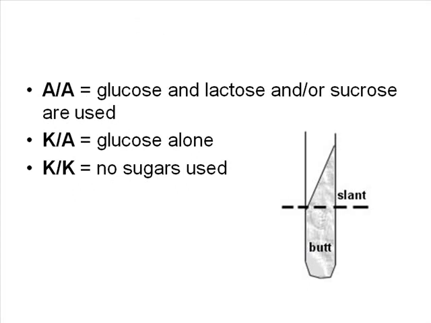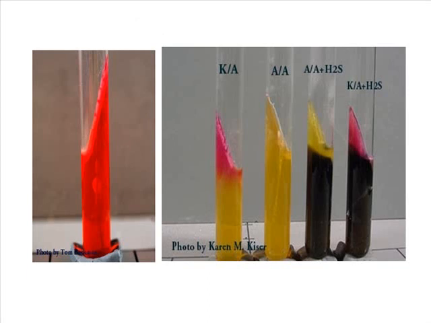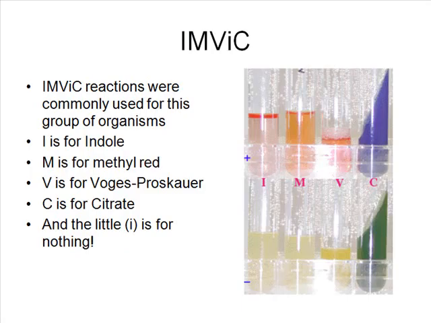So acid over acid means the organism ferments lactose, sucrose, and or glucose. Here's some examples. Note that if it does nothing, you have alkaline over alkaline. You may have an organism such as Pseudomonas aeruginosa, which does not ferment. Remember, it is a non-fermenter. It does it in a different manner.